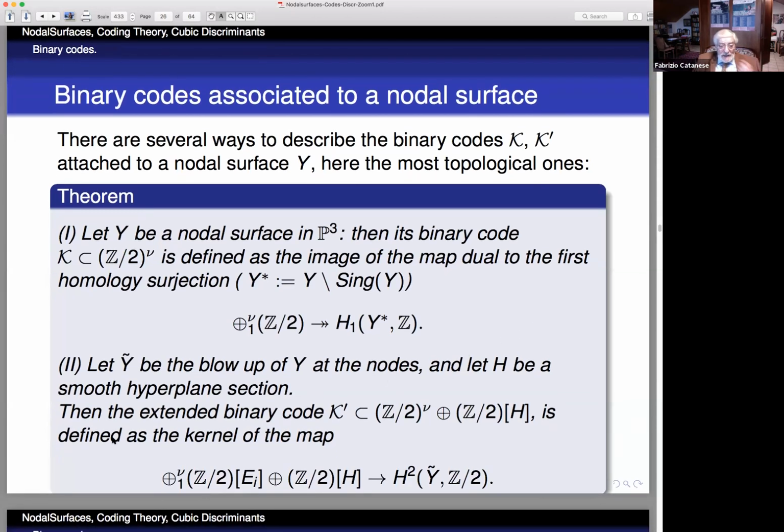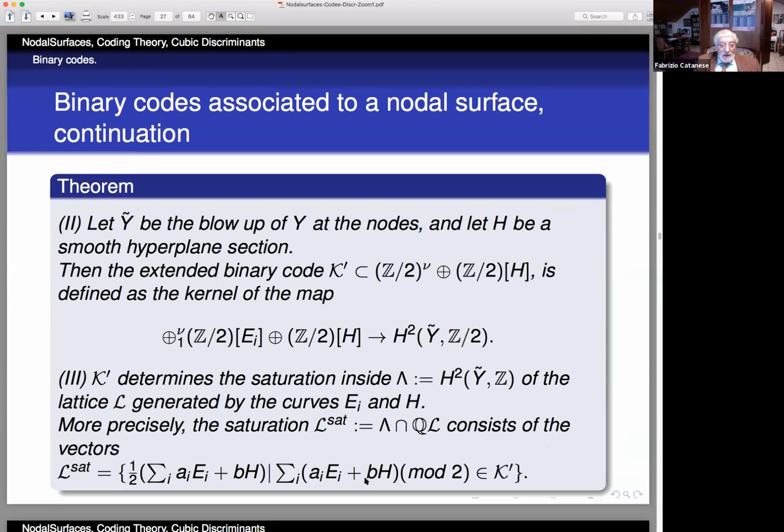Another way to get the extended code is to blow up Y tilde at the nodes and let H be a smooth hyperplane section. Then the extended binary code K prime is contained in Z2 to the Ni plus Z2 H, where H is the hyperplane class, and is the kernel of the map from the direct sum of Z mod 2 times EI plus Z mod 2 H to the homology of Y tilde with Z mod 2 coefficients. And this was the definition more or less used by Beauville, except that he was not considering the extended code. So we have this second definition.